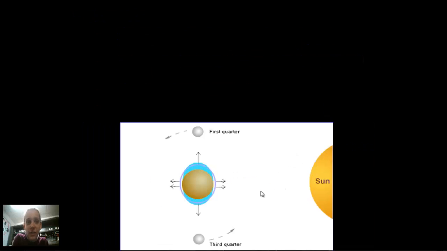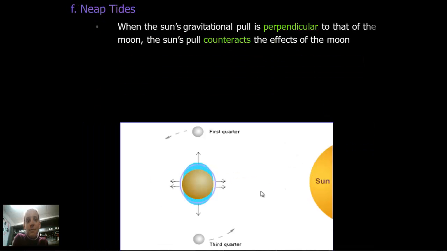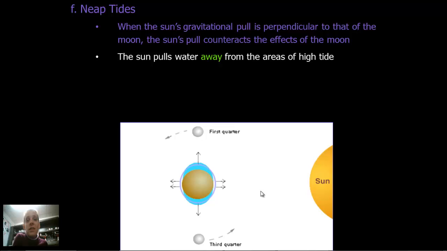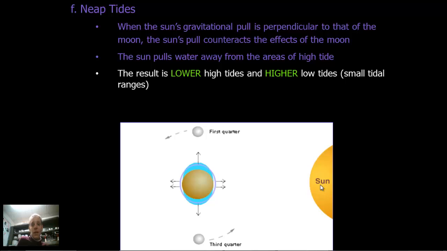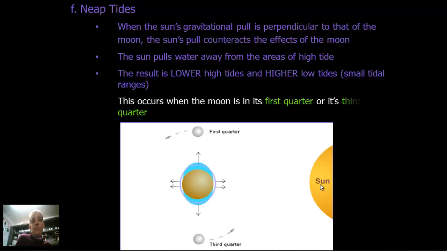Now, the other type of effect is what is known as a neap tide. This is when the sun's gravitational pull is perpendicular to that of the moon, thus the sun is counteracting the effect of the moon. The sun is pulling water away from the areas of high tide, so the moon is still having a larger gravitational effect, so it is the moon that is still determining our high and our low tides, but the high tides aren't going to be as high and the low tides aren't going to be as low because the sun is still exerting some gravitational effect. So it results in a smaller tidal range.